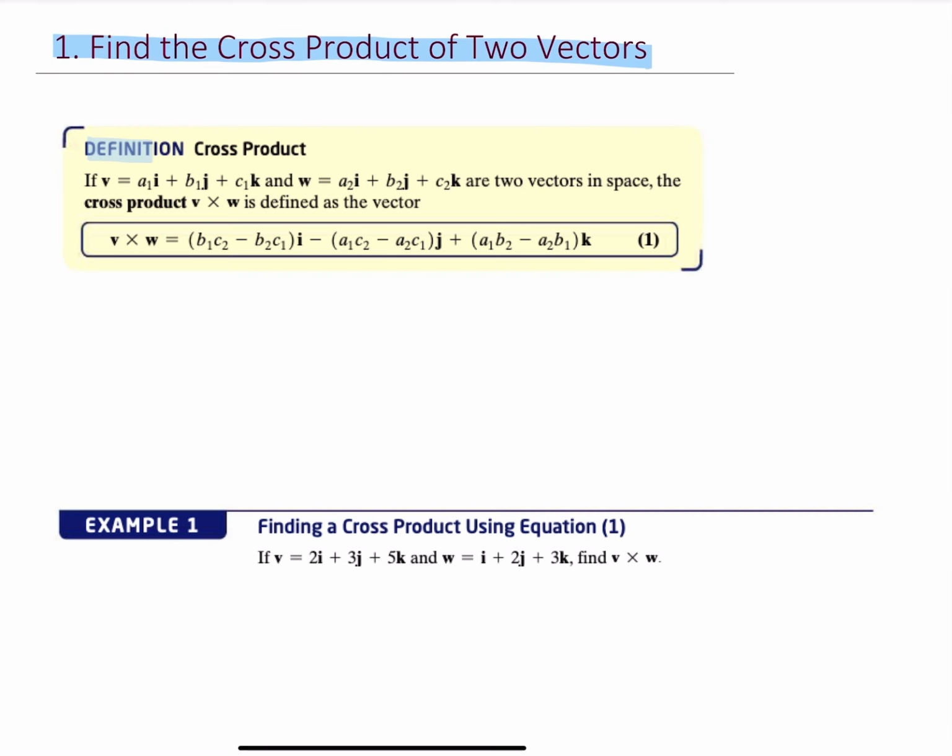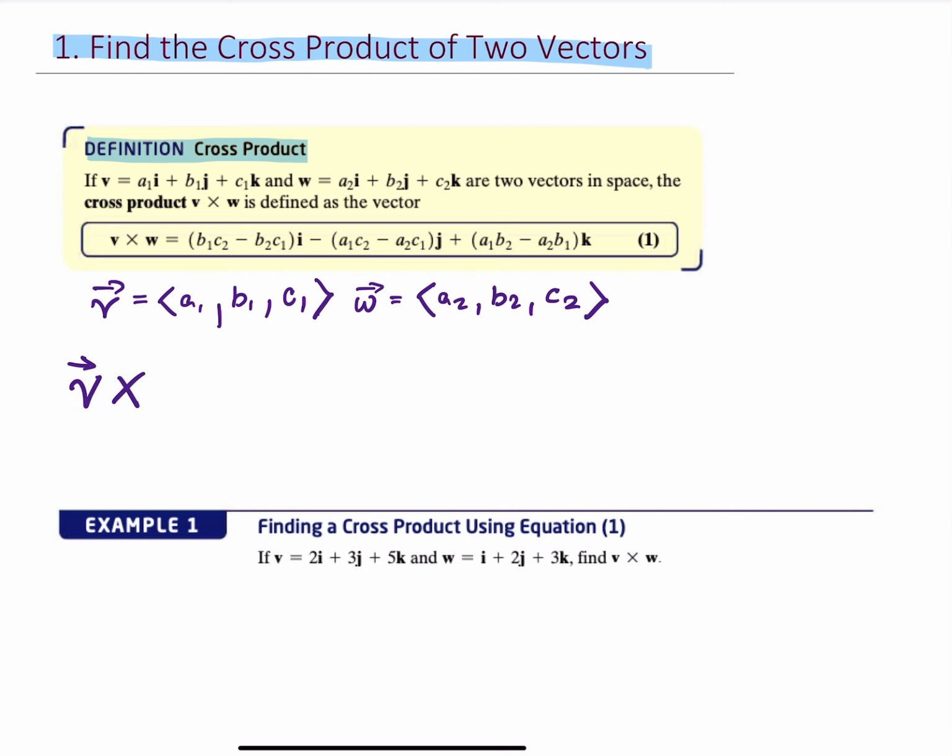So just looking at the given definition of the cross product, if we have two vectors, I can write it in component form as vector v being a1, b1, c1, so a three-dimensional vector, and vector w will be a2, b2, c2. We're told here that the cross product, which is written as v cross w, like a big X, we can expand out using this formula, and it gets a little bit tricky.